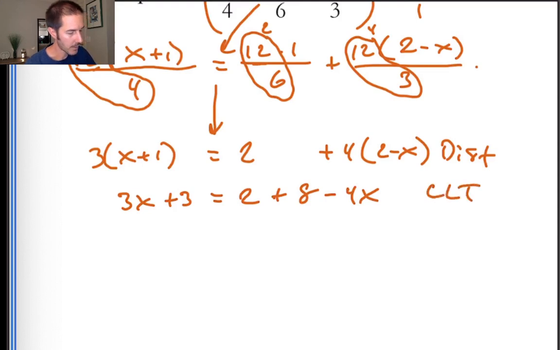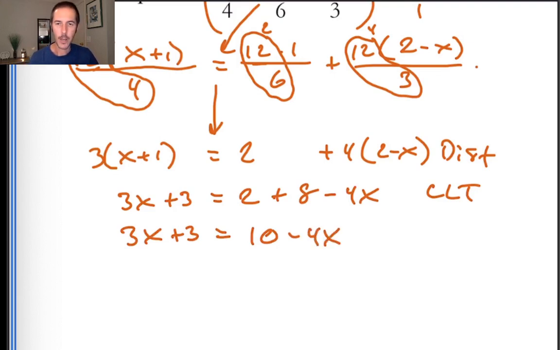CLT for combine like terms. It's only the 2 and the 8 that are going to be able to add together. So my 3x plus 3 is there. I've got a 10 and a minus 4x. What am I going to do next? Group all of my variables to one side of the equation. Let's get all the x's over to the left-hand side so that we have positive 7x's.